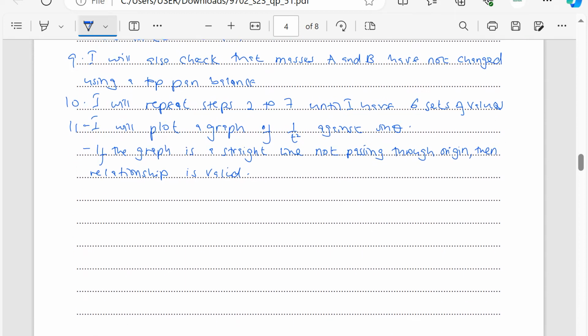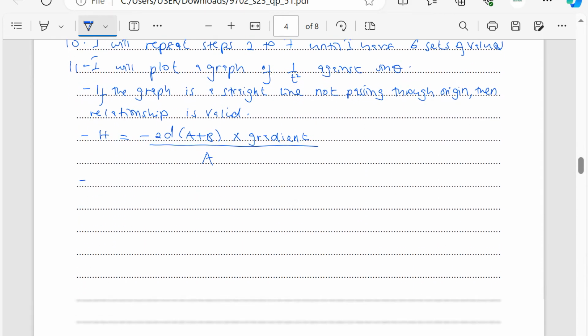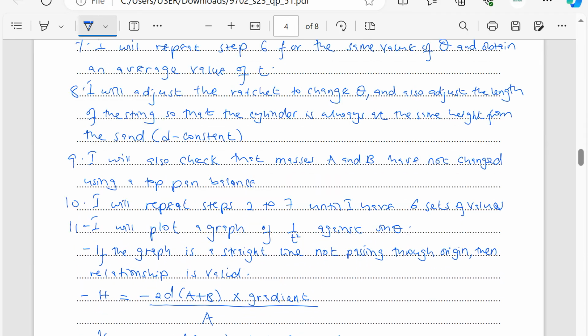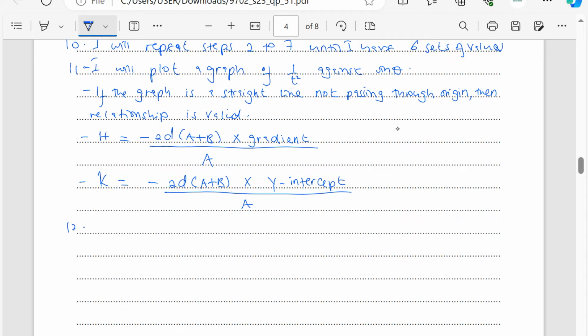Then it told us to explain how we shall find h. Since we have already analyzed this on the first page, I'll simply say h is going to be equal to minus 2d into a plus b times the gradient, then divide by a. And from our analysis on the first page, we also saw that k is going to be equal to minus 2d into a plus b times the y-intercept, divide by a.